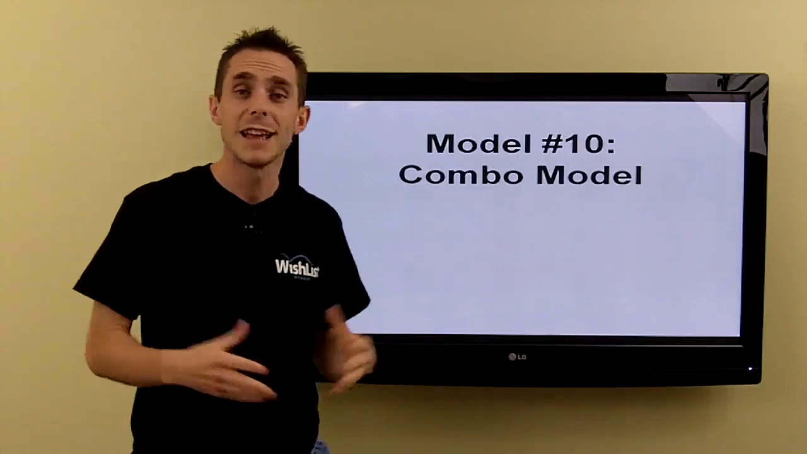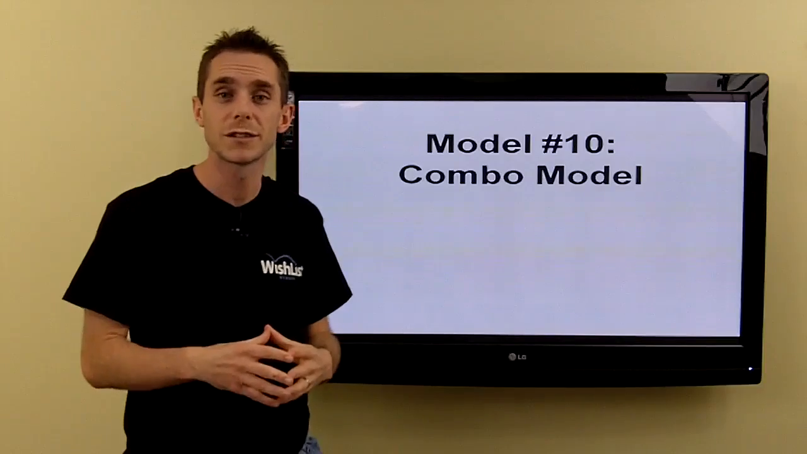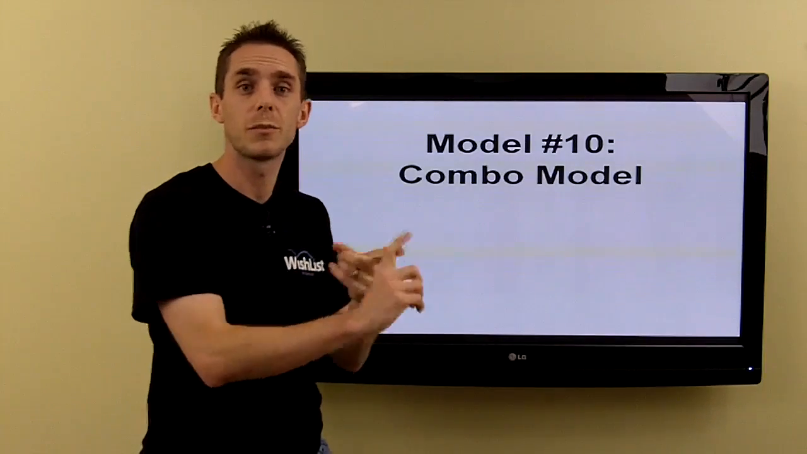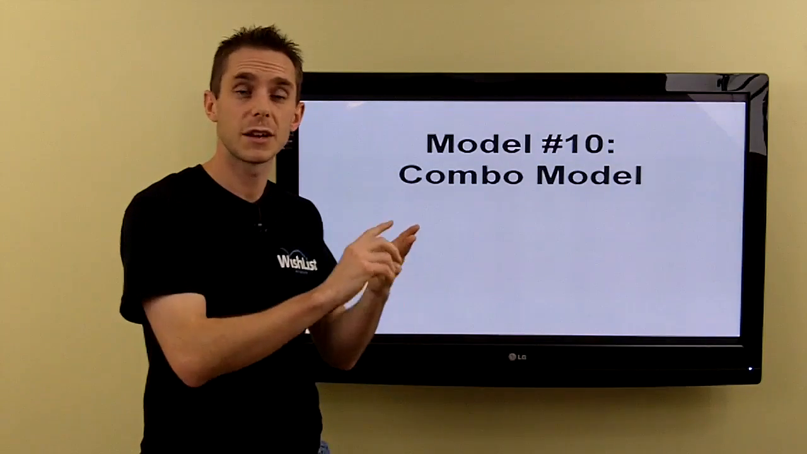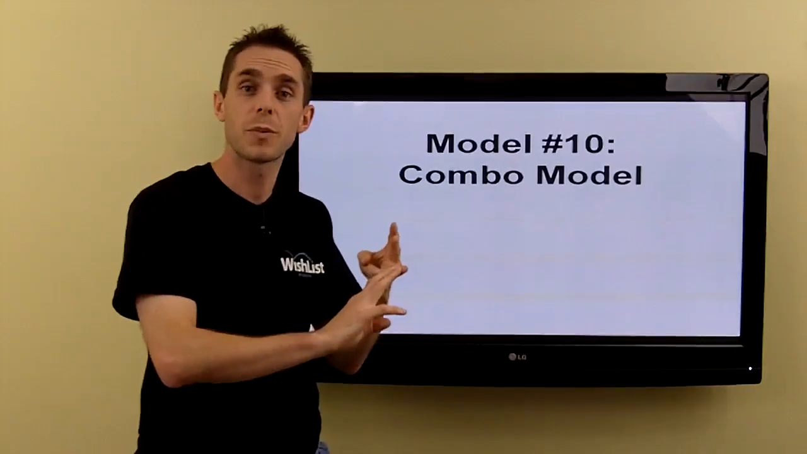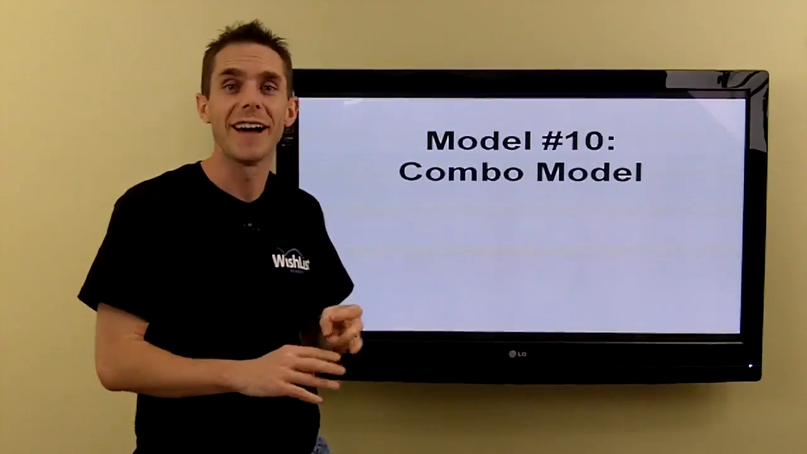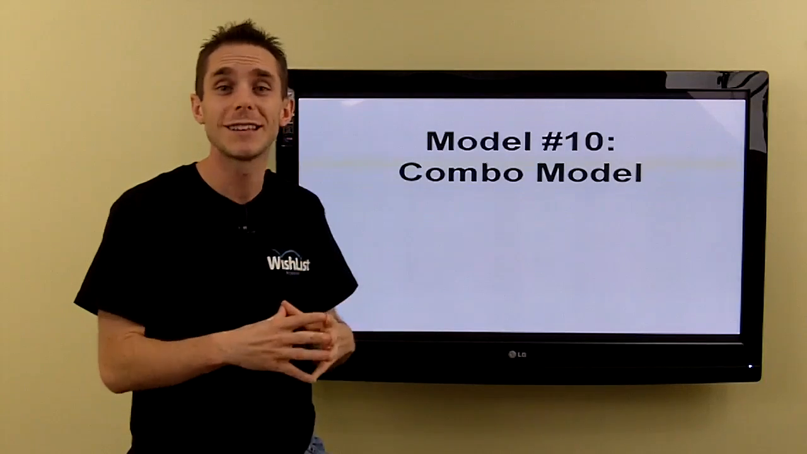Model number 10 is the combo model. This is where you're using parts of different models all in one site. So perhaps you are providing ongoing content, just like the publisher model. Perhaps part of the site is also providing a modular course and also probably a protected download area. So therefore, it's using parts of all different models all in the same site.